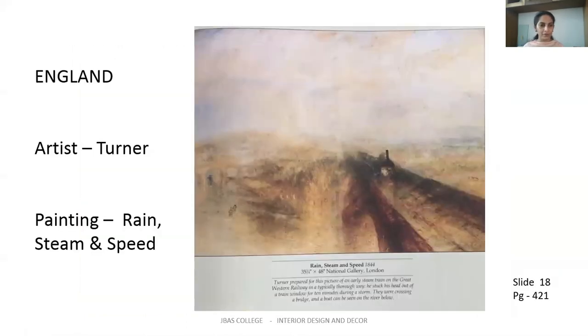This example of Turner is again called Rain, Steam and Speed. And if you know, those were the days when the steam engine was just discovered, and he was very fascinated by the steam engines. That's how the ships and these trains. And here you can see the steam coming out of these tracks and a very hazy atmosphere given for his entire painting.